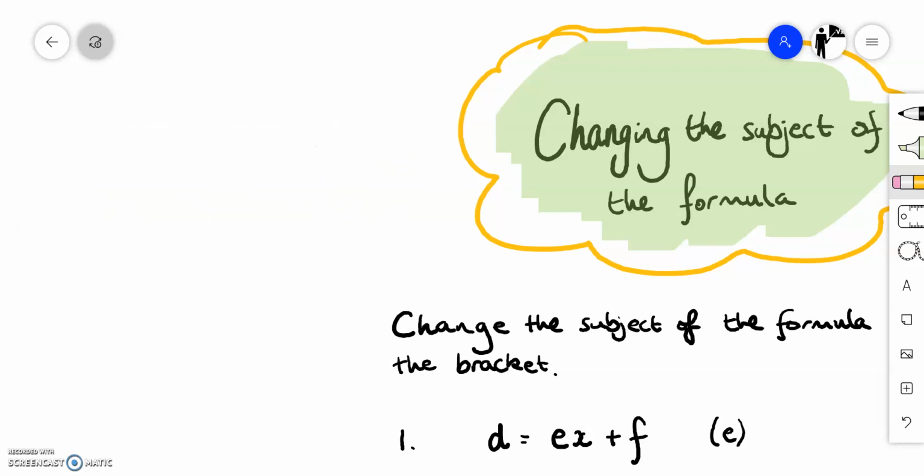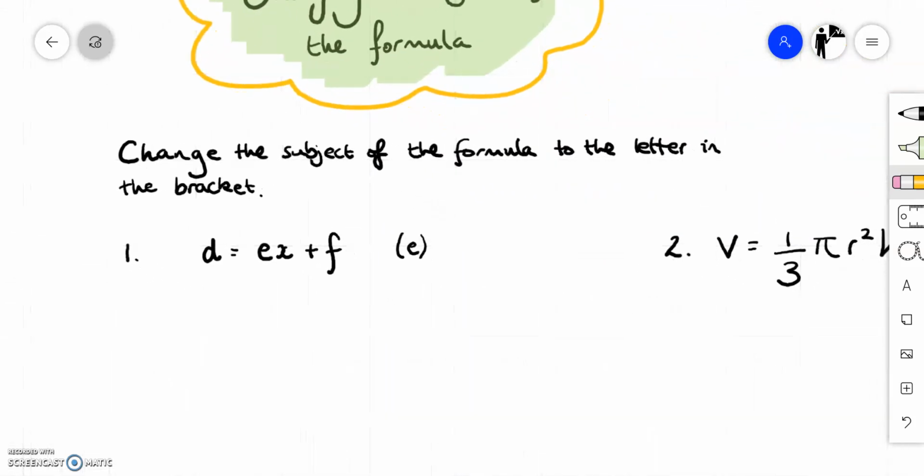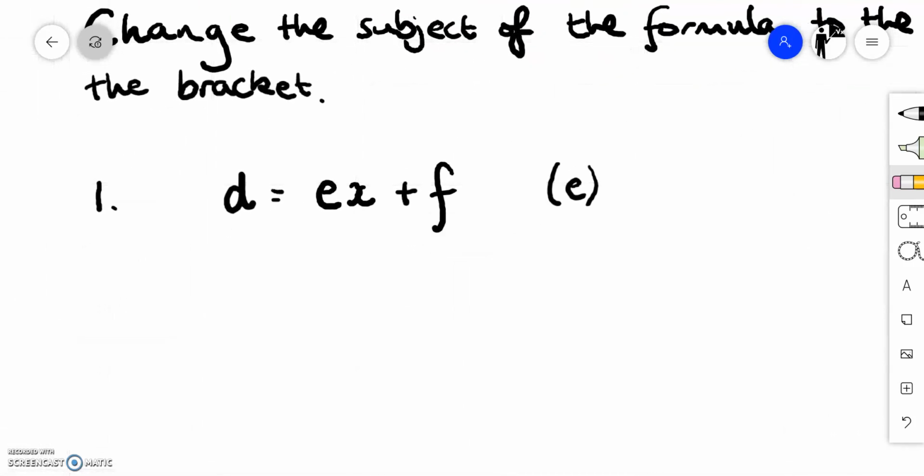Let's see how it works in practice. That methodology works in the majority of the situations. So change the subject of the formula to the letter in the brackets. So we've got d equals ex plus f, and we want to make e the subject of the formula. So I'm just going to highlight this here. So my goal is I want my final answer to be e equals.